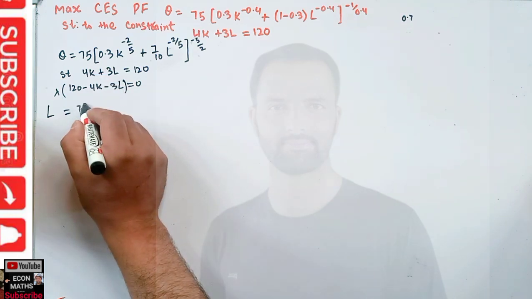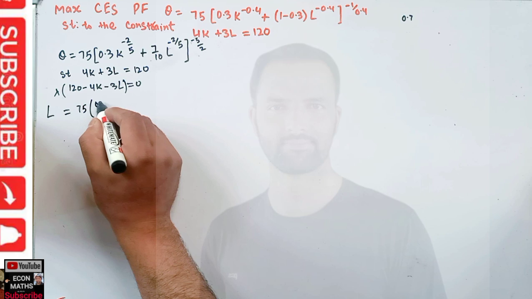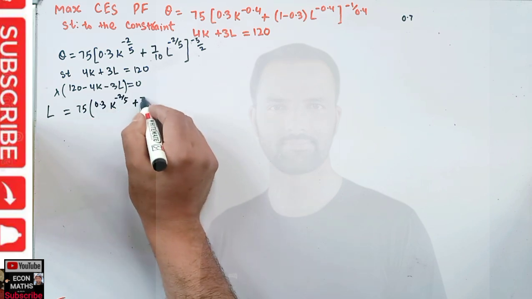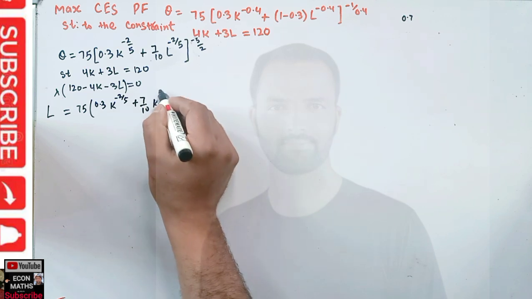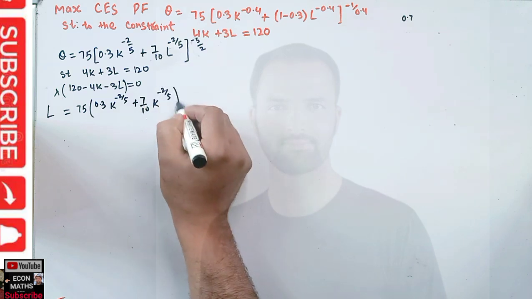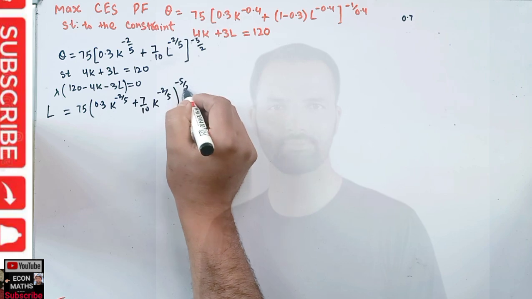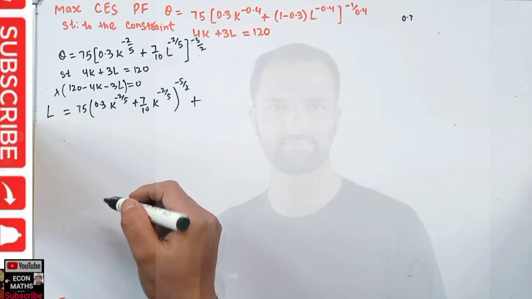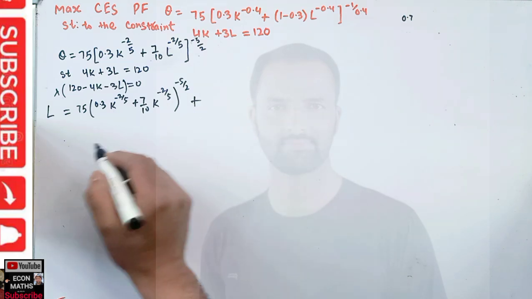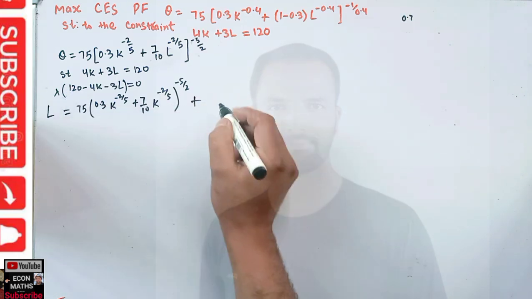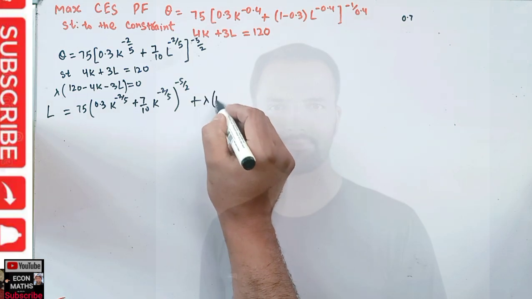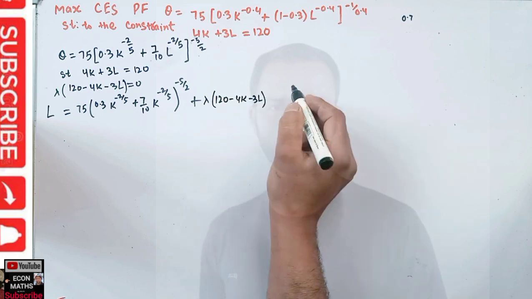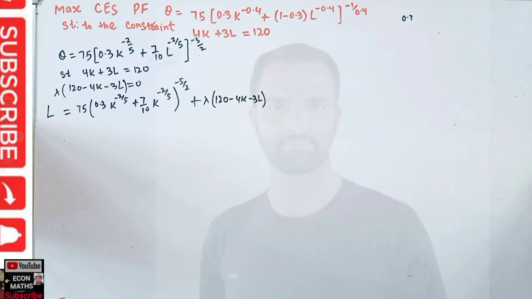So we have 75 bracket 0.3 K to the power minus 2 upon 5 plus 7 upon 10 L to the power minus 2 upon 5, raised to the power minus 5 upon 2. To this objective function, we add this resulting constraint to form the Lagrange's function. So adding this, that is lambda times 120 minus 4K minus 3L. This is our Lagrange's function.